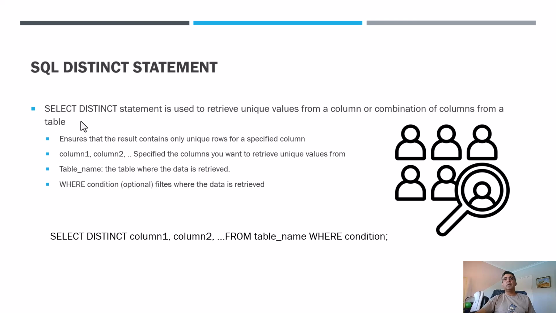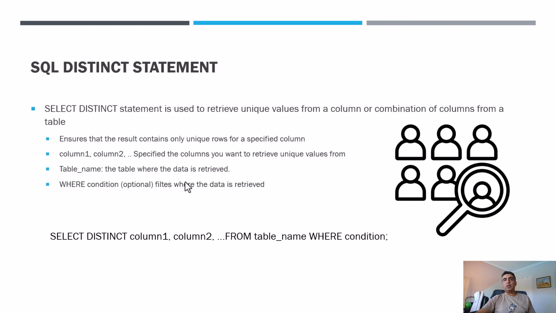Now let's just read what it is. Select distinct statement is used to retrieve unique values from a column or combination of columns from a table. It ensures that the result contains only unique rows for a specified column. Column 1, column 2, etc., specifies the columns you want to retrieve the values from. Table name is the table where the data is retrieved, and where condition, which is optional, filters where the data is retrieved. Apologies for the typo.